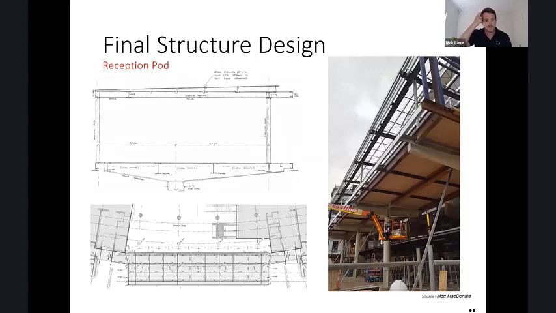So we had to utilize the CLT as a really quite stiff diaphragm to be able to transfer the lateral wind load and seismic load back into the existing cores, which you can see at either side. It was a relatively flexible structure that we had to work through and refine considerably to get it to work. Next slide, please.